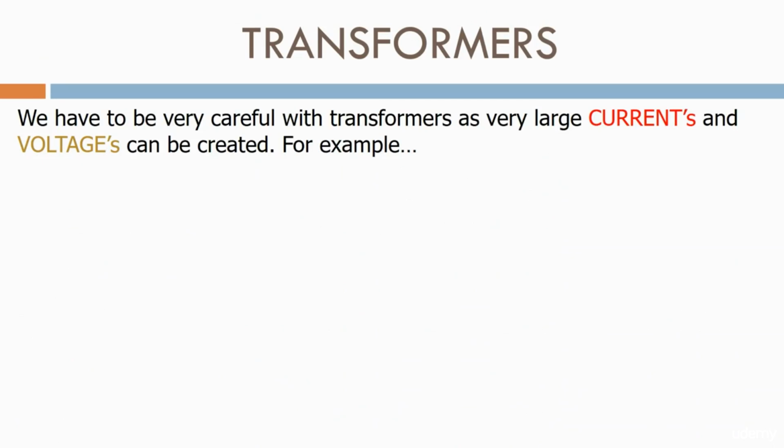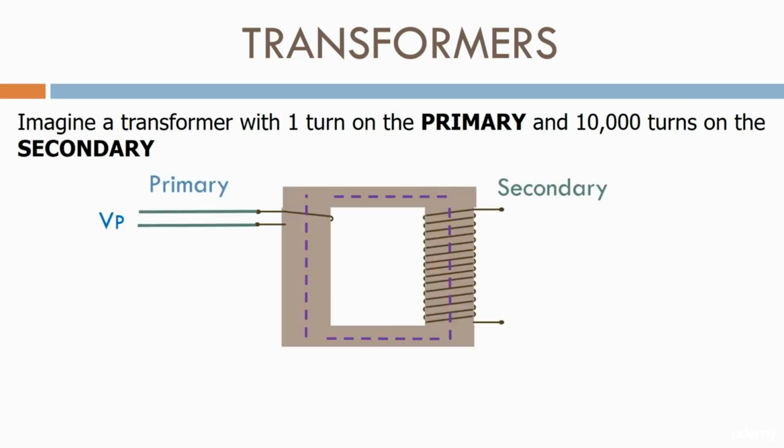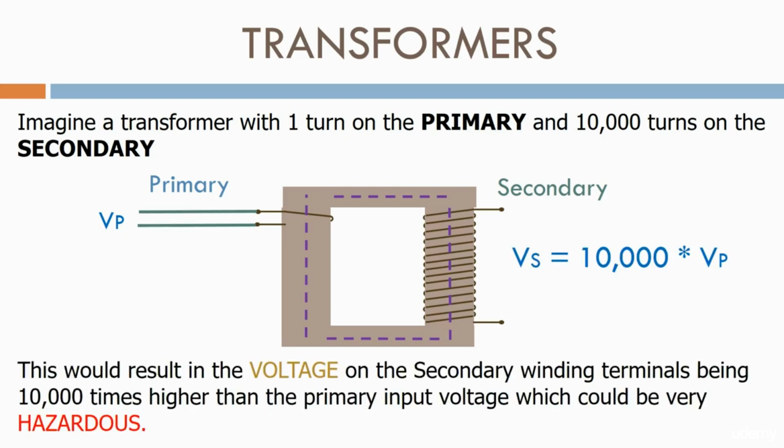We have to be very careful with transformers, as very large currents and voltages can be created. For example, imagine a transformer with 1 turn on the primary and 10,000 turns on the secondary. This would result in the voltage on the secondary winding terminals being 10,000 times higher than the primary input voltage, which could be very hazardous.